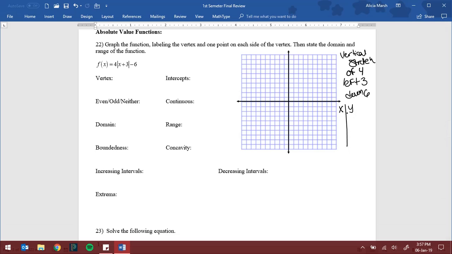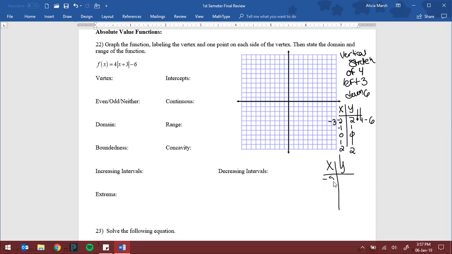Well, I'm going to make a little table here. So negative 2, negative 1, 0, 1, 2, make it my parent. Well, the parent of absolute value would just be the absolute value of x. So that means 2, 1, 0, 1, 2 will be in my table. And I'm going to transform that. So I'm going to go left 3 on all my x's. I'm going to multiply by my vertical stretch, which is 4. And then I'm going to go down 6. So let's write my new table out here. Tablet's going a little crazy here.